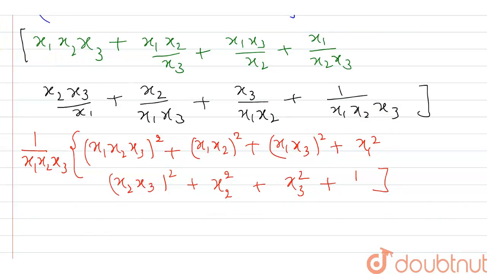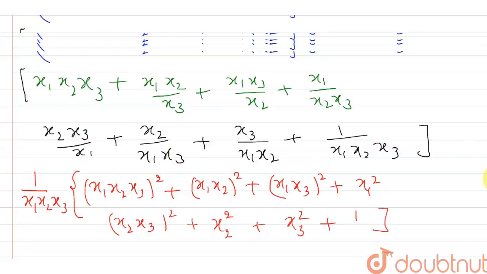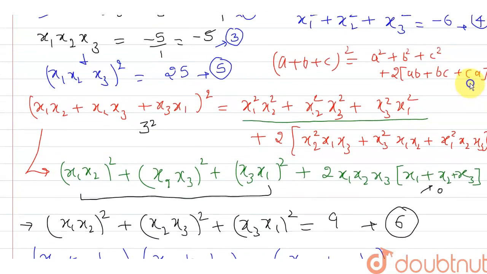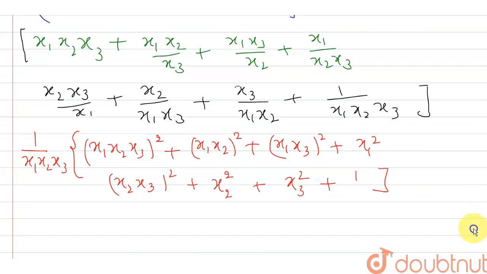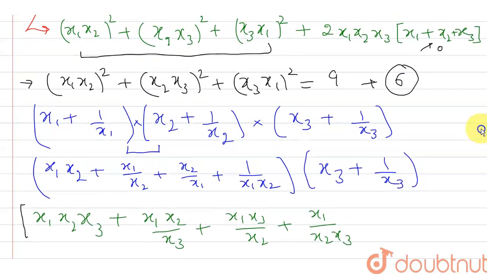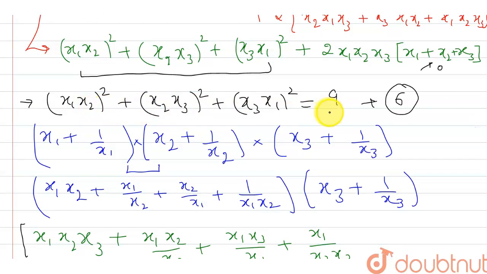See, the value of this x1 x2 x3 is coming to be minus 5. So this will be 1 upon minus 5. This will be 25. And the sum of these three is given in equation 6. From here I can write this to be 9.